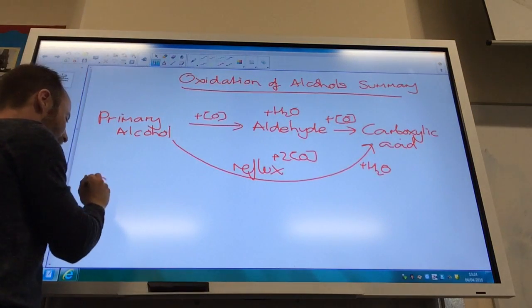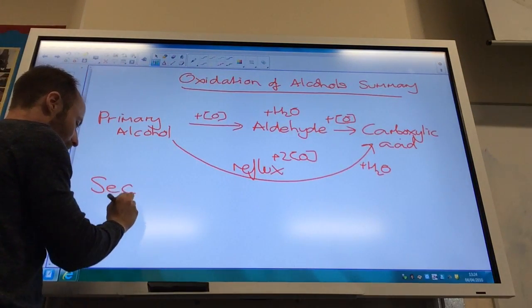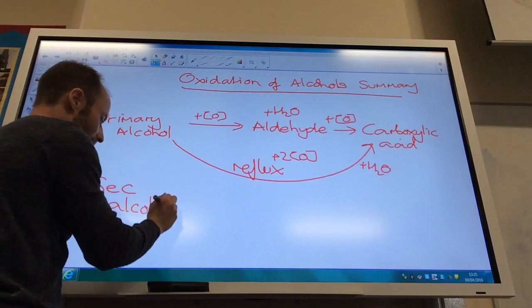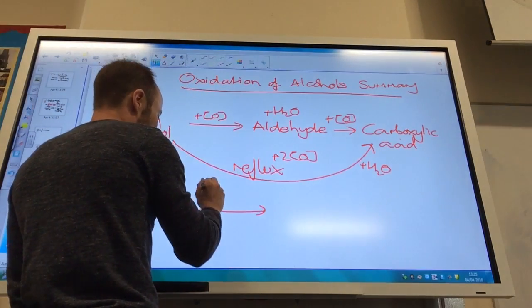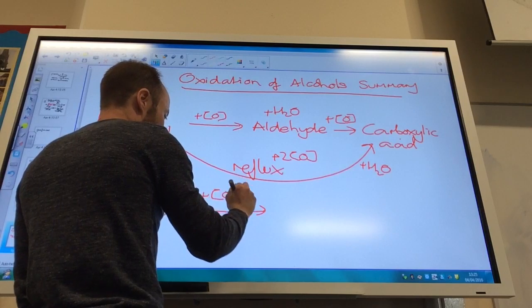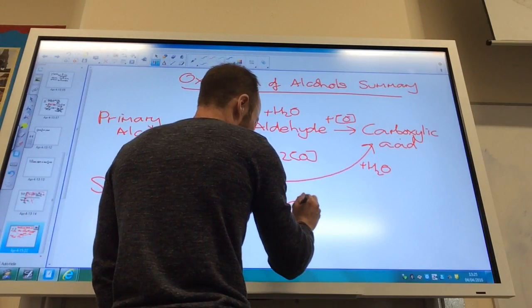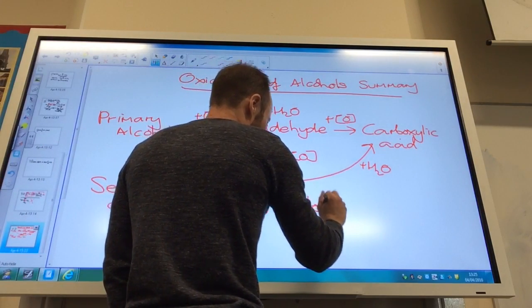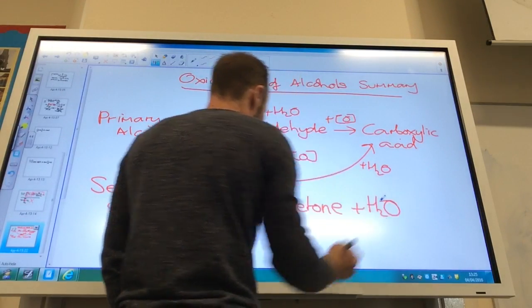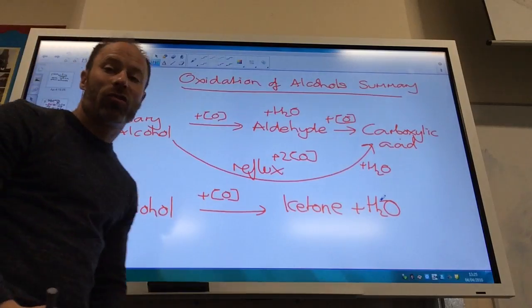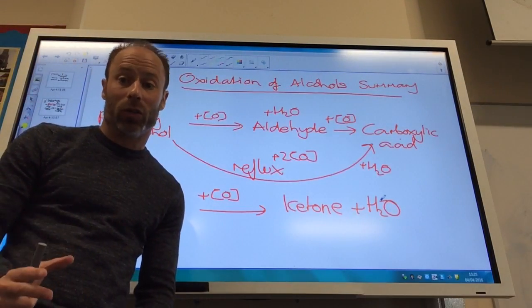For your secondary alcohol, it just goes through one stage where you add an oxygen to give you your ketone, like so, plus water, like so. And tertiary alcohols are not oxidized.